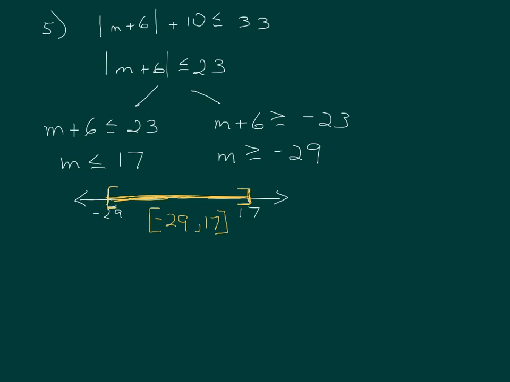Okay, here's what your answer was. I don't know if you drew a number line or not, or if you just stopped at this point here, but you wrote 17, negative 29. So there are two things wrong with that answer. First of all, it isn't going from 17 to negative 29. So you have to go from left to right on a number line. Negative 29 is on the left and 17 is on the right. And the other problem is, again, the parentheses. When you have greater than or equal to, less than or equal to, you need brackets rather than parentheses.